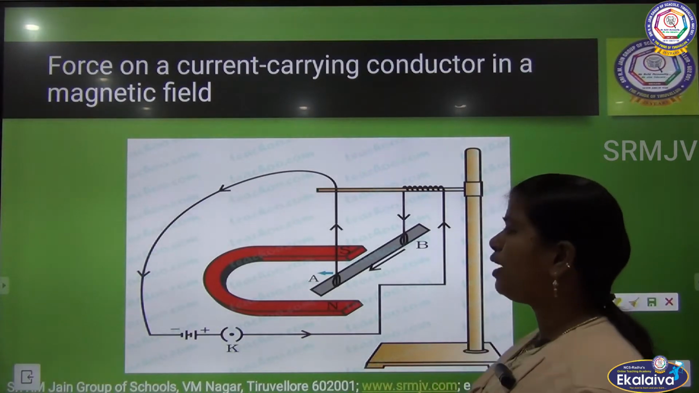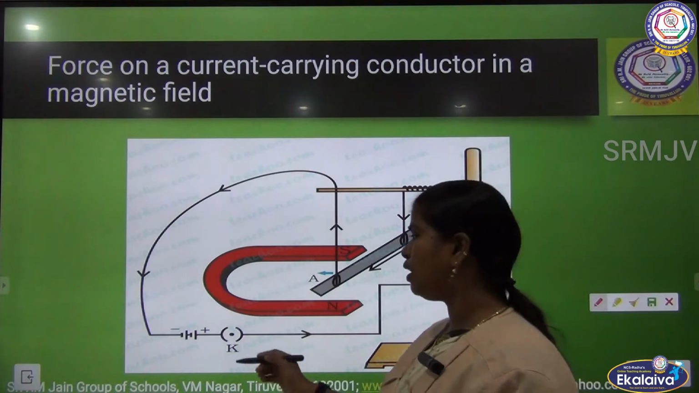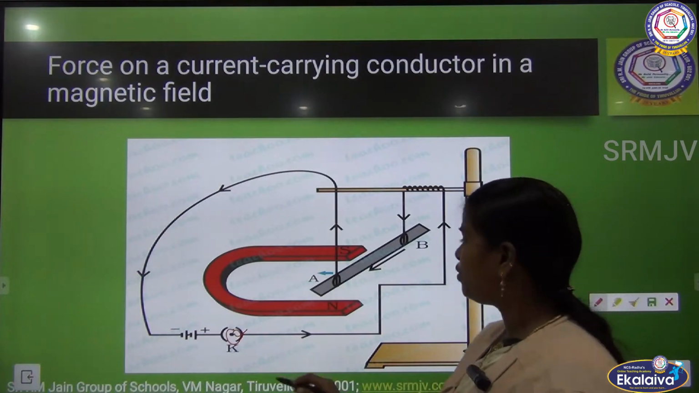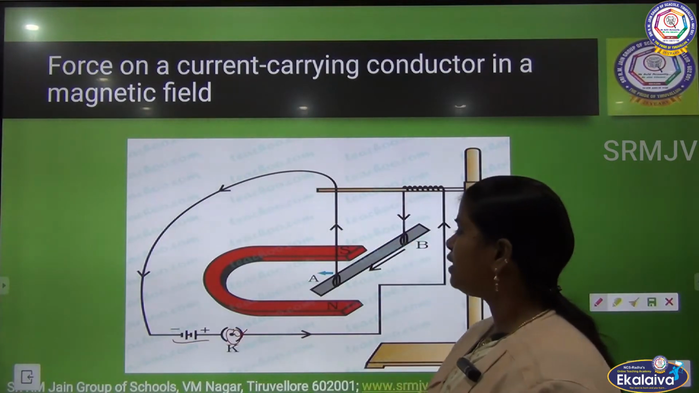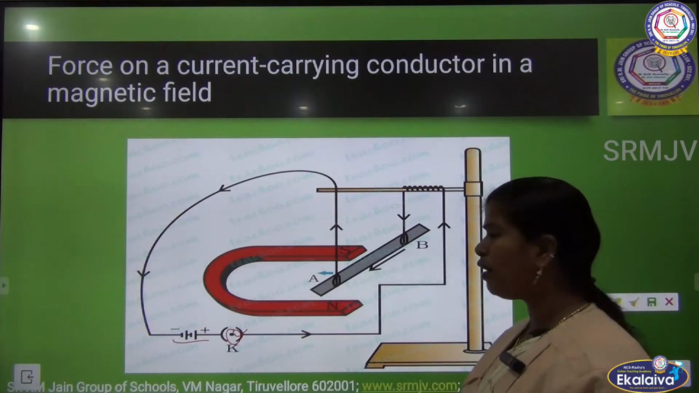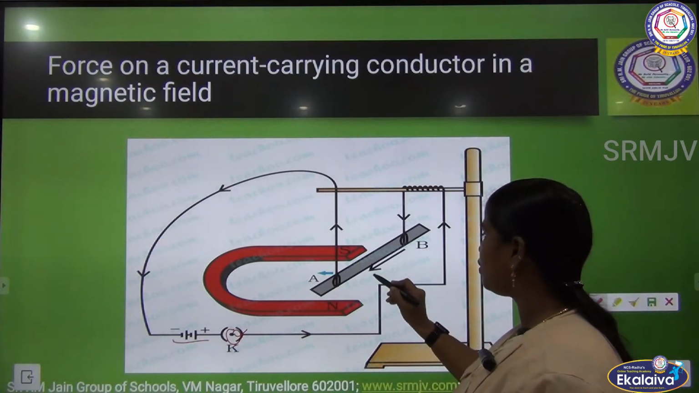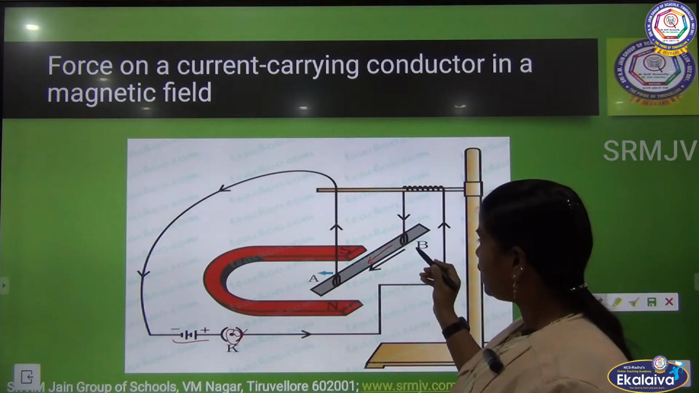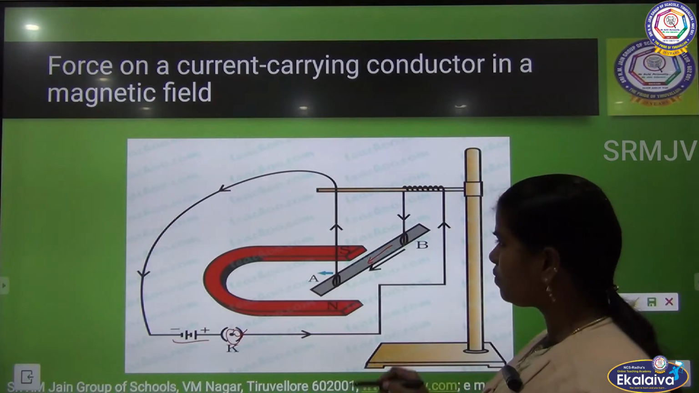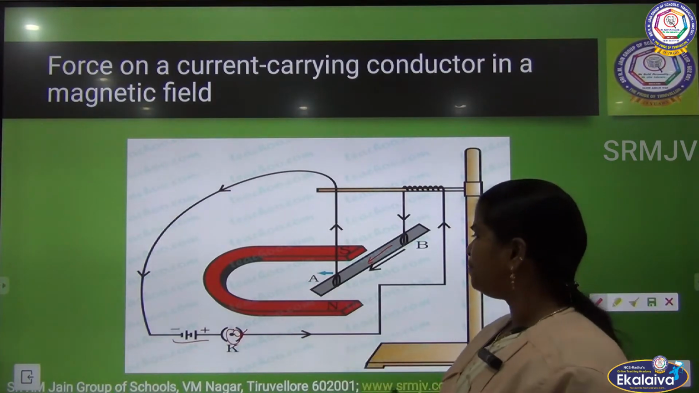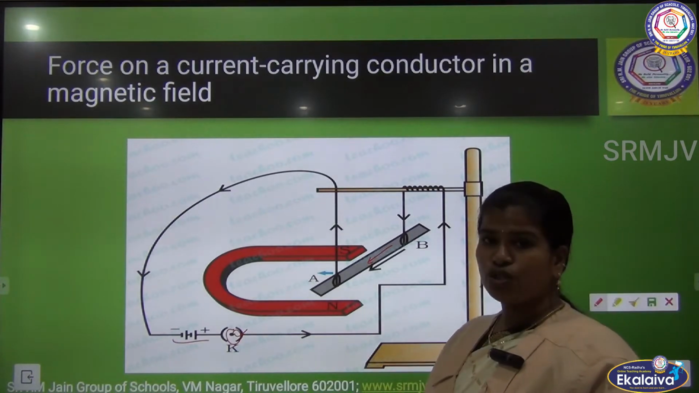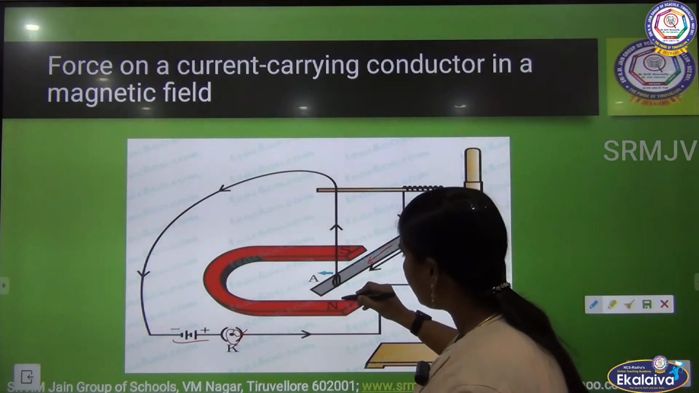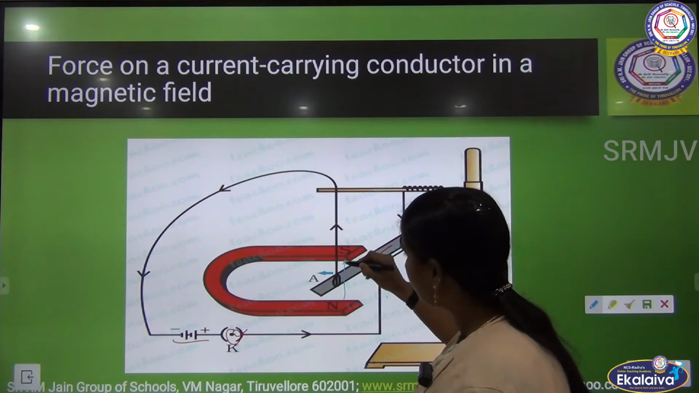In order to suspend that aluminium rod, I need a stand for that. Now, by switching on the key, I am going to allow the current to pass through. You can see the terminals of the battery. The direction of the current in the aluminium rod is from B to A. You can see the arrow mark. So when current is flowing from B to A, what would be the direction of the magnetic field over here? We know that it is from north to south.